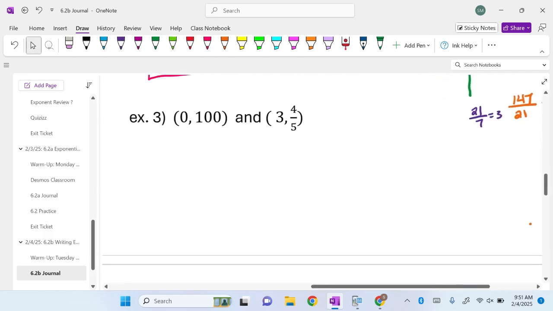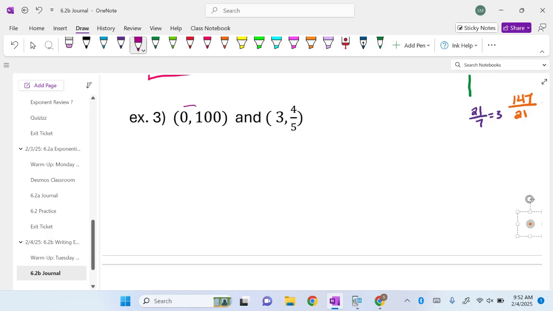All right, let's look at the next one. So this one looks difficult because there's a fraction, but it's actually not that bad. So first things first, what do you think is the easiest to find? My a value or my b value here? A. Why A? Because they gave us our y-intercept.